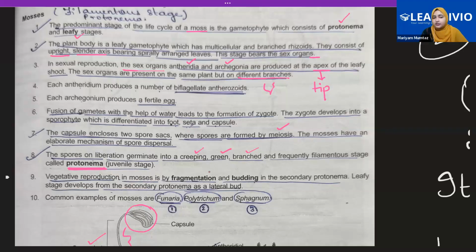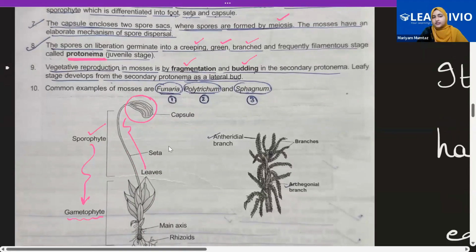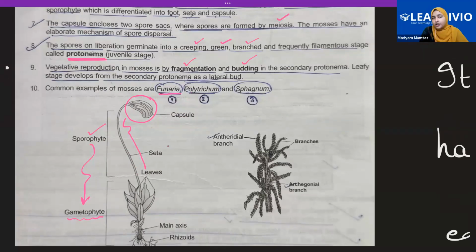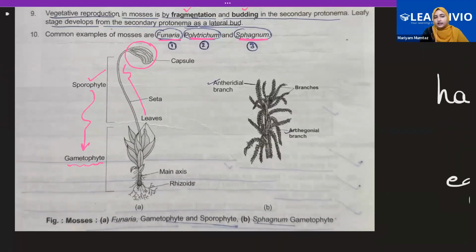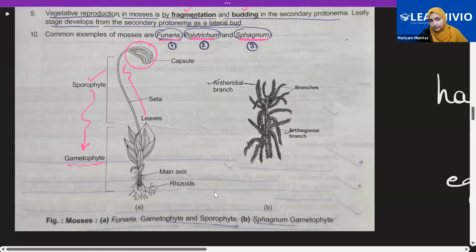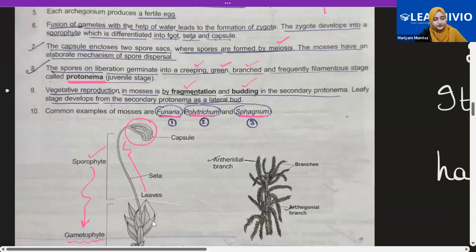Now, vegetative reproduction in the mosses takes place by fragmentation and budding in the secondary protonema, meaning the protonema that has developed a bit. Some examples of the mosses are Funaria, Polytrichum, and Sphagnum. These three are the examples. Here you can see the gametophytic and sporophytic in one picture. The second is the picture of Sphagnum gametophyte. The first is the picture of the gametophytic body and the sporophytic body of Funaria. Is it clear, students?